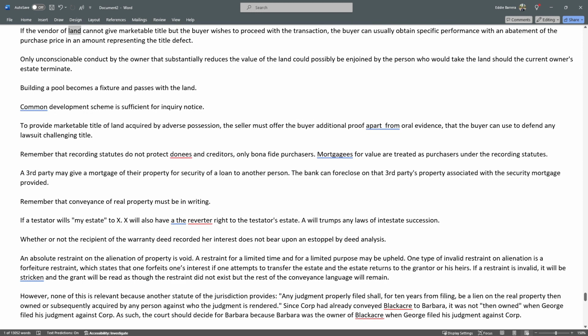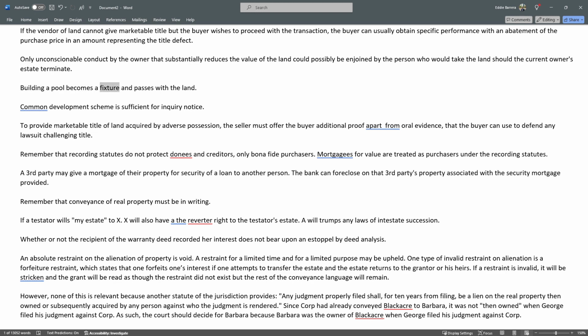If the vendor of land cannot give marketable title, but the buyer wishes to proceed with the transaction, the buyer can usually obtain specific performance with an abatement of the purchase price in an amount representing the title defect. Only unconscionable conduct by the owner that substantially reduces the value of the land could possibly be enjoined by the person who would take the land should the current owner's estate terminate.